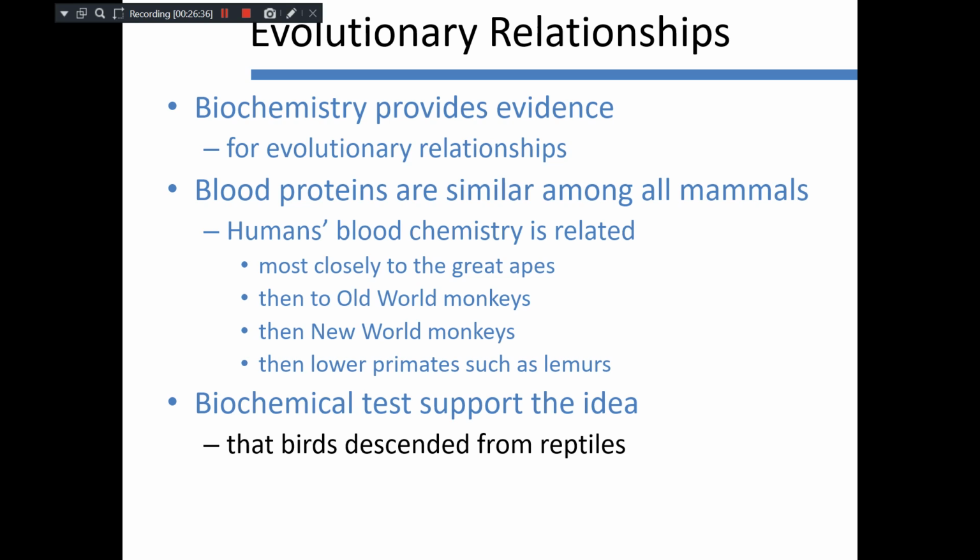Even less similarity with lower primates such as lemurs, or what you call in Canada, Kadupapa. You must have seen that in the laboratory. We have less similarity there. So biochemical tests support this idea. Many times we say that birds descended from reptiles. If you check the biochemistry of birds and reptiles, you can see some sort of association or relationship. So all these are evidences supporting the theory of evolution, that evolution is taking place and more complex organisms have descended from simpler forms. This is what we are trying to find out here.